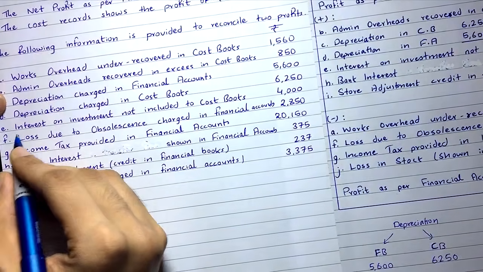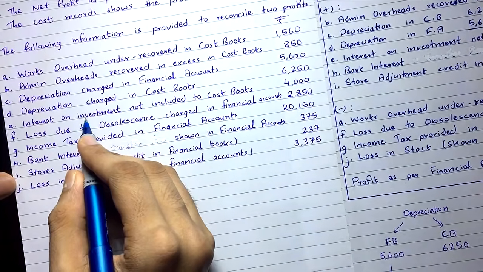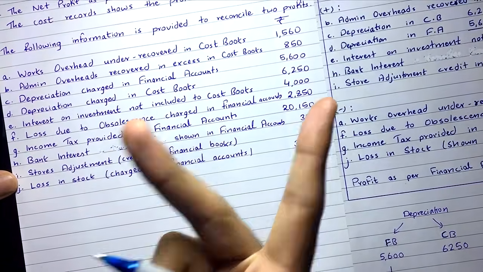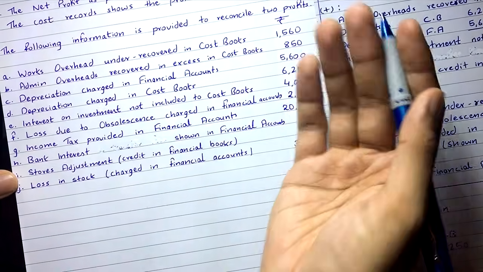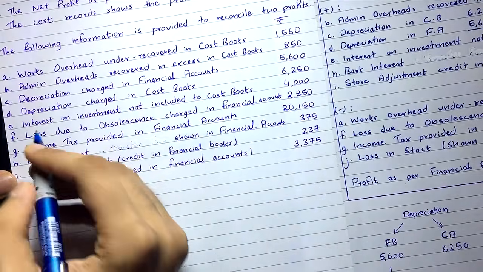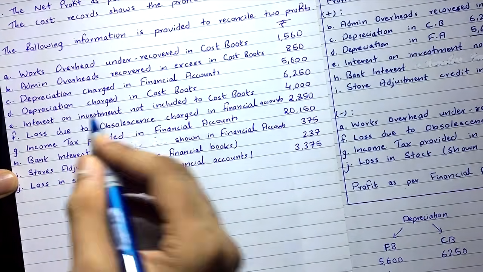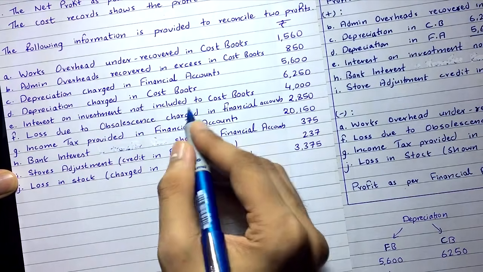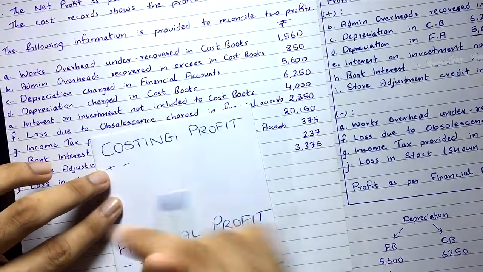Okay, see here, interest on investment not included in cost books. Now is interest on investment an income or expense? This is an income. Why? Because on investment you get interest. All right, simple common sense. Now this is a purely financial item, so it will normally not be included in cost books. So if it is not included in cost books, this is an income.